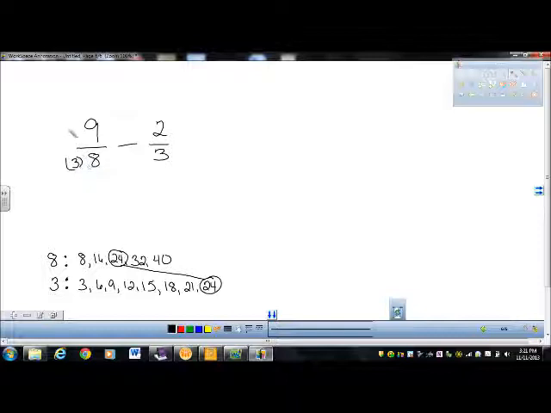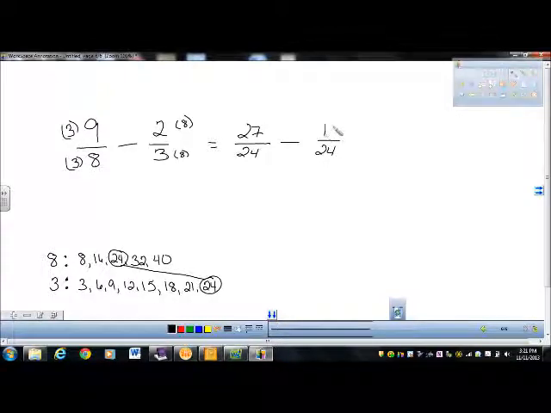And what I do to the bottom, I do to the top. So this first one is going to be 8 times 3 is 24, and 9 times 3, which is 27. Keep my operation. And how do I make the 3 24? Well, I can multiply it by 8. And what I do to the bottom, I do to the top. So 24 is going to be our denominator, and 8 times 2 is 16. And that's going to be our numerator.